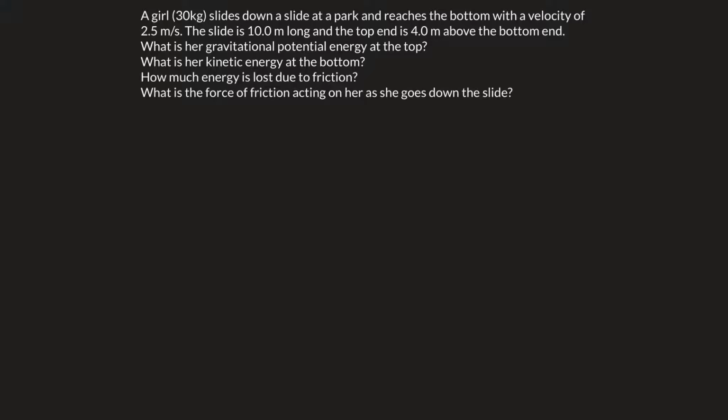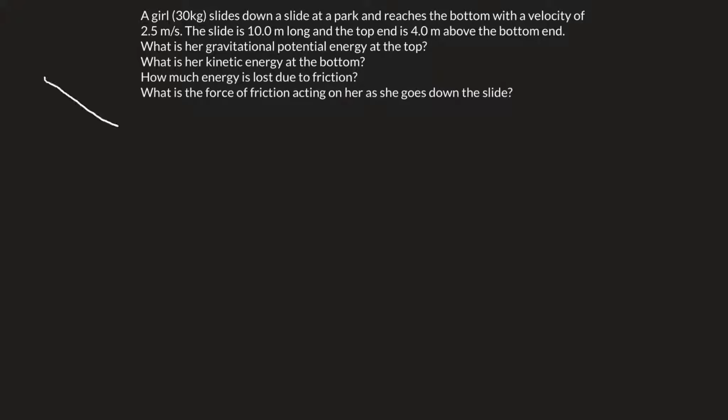Here's another conservation of energy problem where we have a girl going down a slide at a park, and her velocity down the slide is 2.5 meters per second. The slide is 10 meters long, and the top end is 4 meters above the bottom end. So we should start off by just drawing a really quick sketch here.